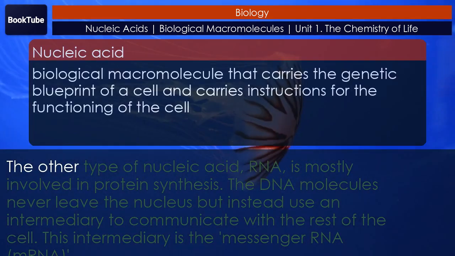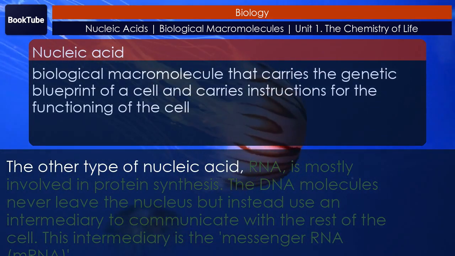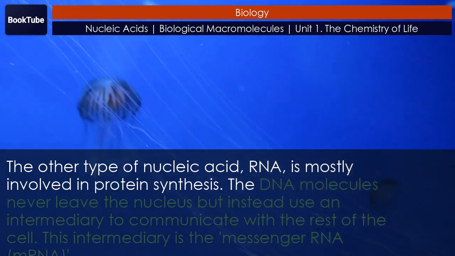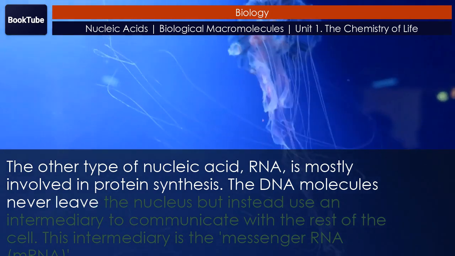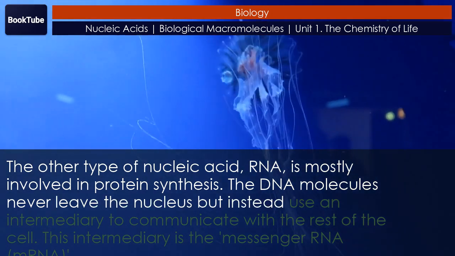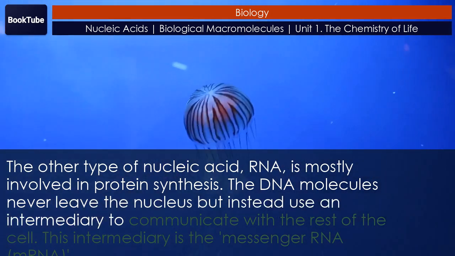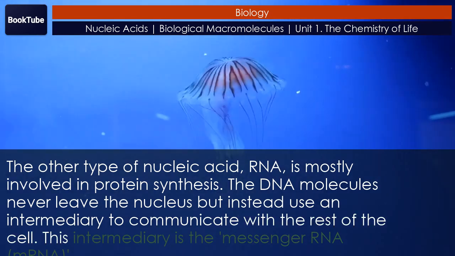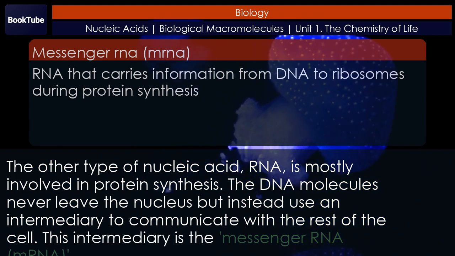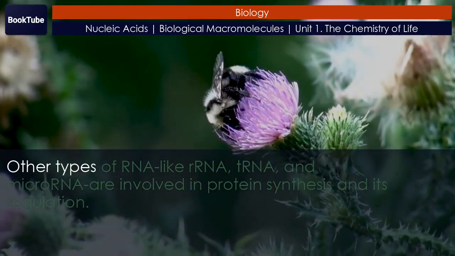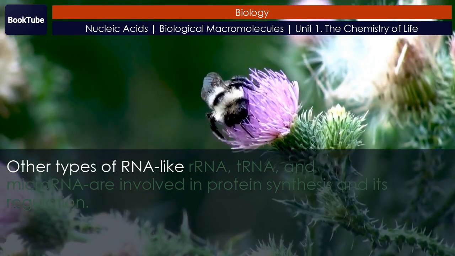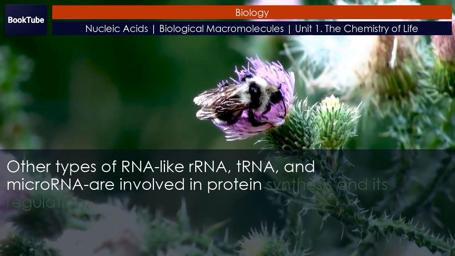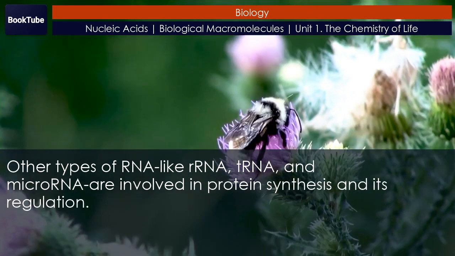The other type of nucleic acid, RNA, is mostly involved in protein synthesis. The DNA molecules never leave the nucleus but instead use an intermediary to communicate with the rest of the cell. This intermediary is the messenger RNA, mRNA. Other types of RNA like rRNA, tRNA, and microRNA are involved in protein synthesis and its regulation.